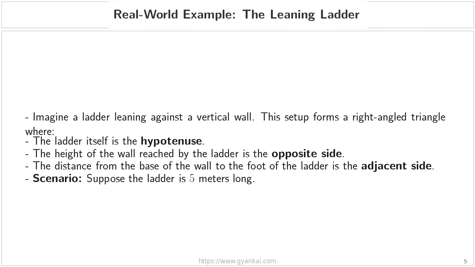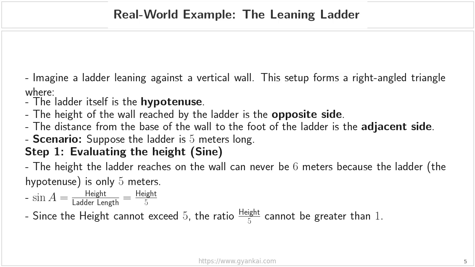Let's look at a specific scenario. Suppose the ladder is 5 meters long. First, let's evaluate the height using the sine ratio. Think about it logically. The height the ladder reaches on the wall can never be 6 meters because the ladder, which is our hypotenuse, is only 5 meters long.